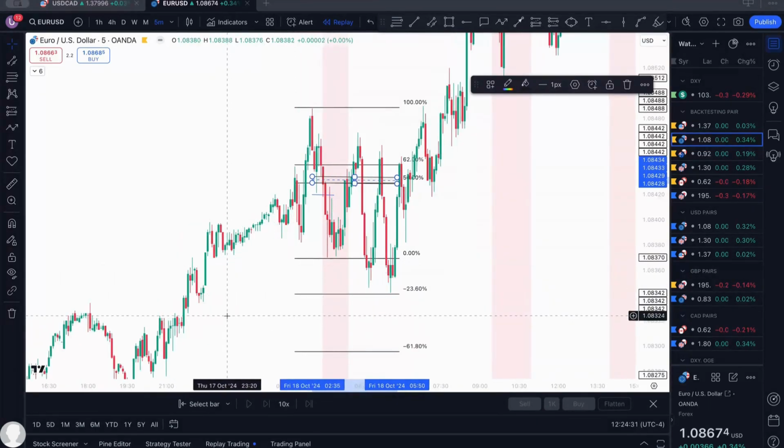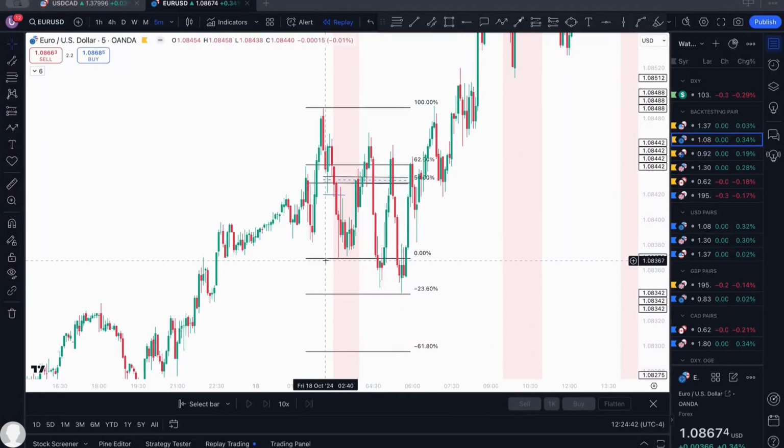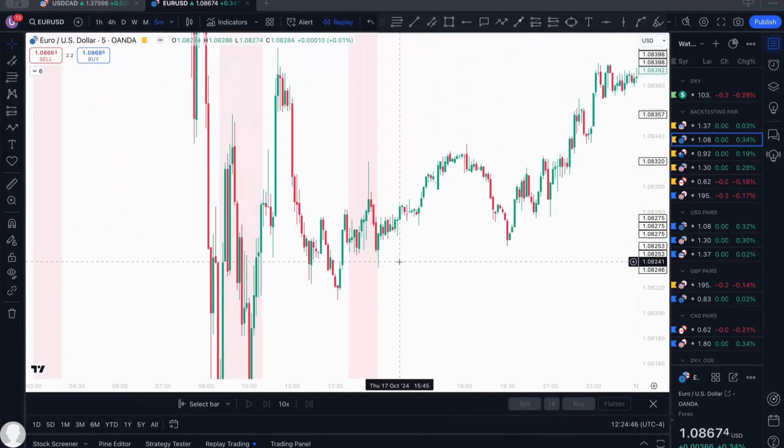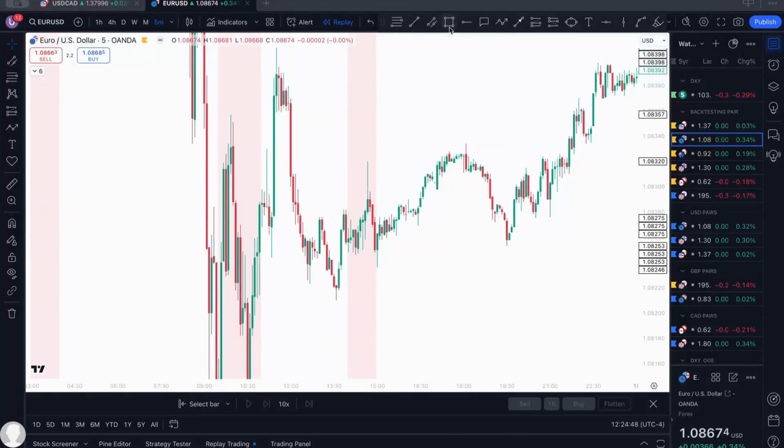We see old lows here as a form of draw on liquidity. But an old low was here, and what do we see? A fair value gap, internal range liquidity. So you'll be targeting this low below as a form of take profits. Can you see that?